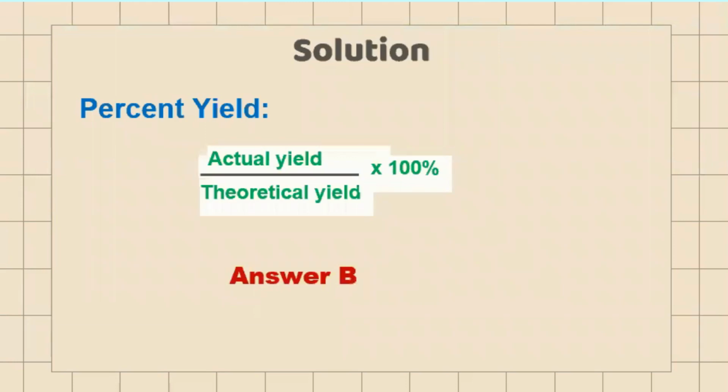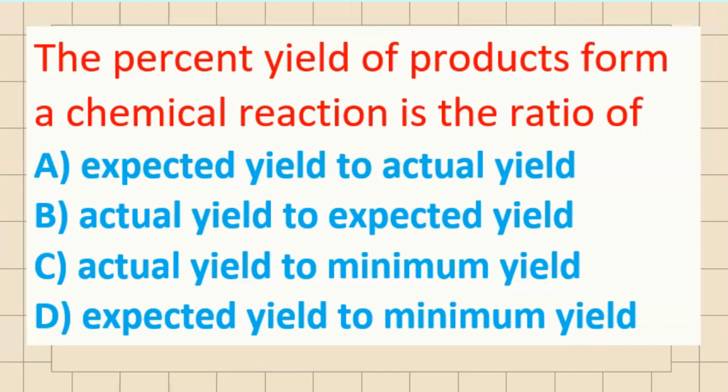Okay, solution. Percentage yield is actual yield divided by theoretical yield. Actual yield divided by minimum yield. Actual yield divided by maximum yield. Actual yield divided by the expected amount of what? The product. The answer is B. Okay, actual yield divided by expected yield.